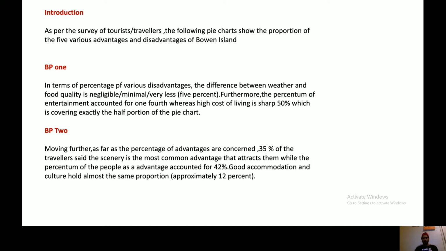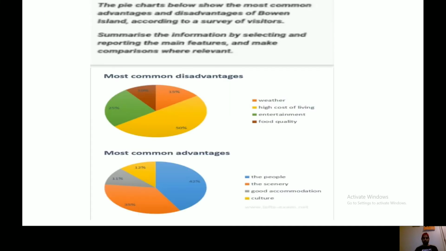Furthermore, the percentage of entertainment accounted for one-quarter. It is 25%. If you go to the entertainment part in the disadvantages, it is 25%.